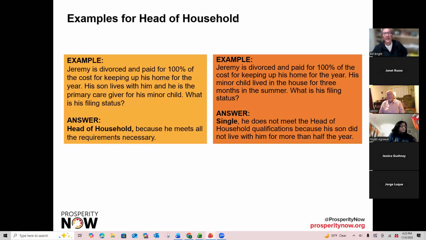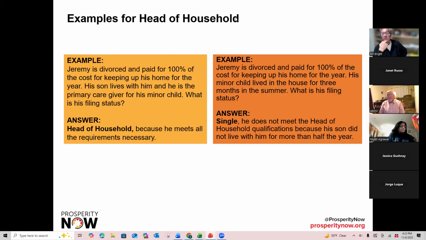So here's an example of head of household. Jeremy is divorced, paid for 100% of the cost of keeping up the home for the year. His son lives with him, and he is the primary caregiver for his minor child. What is his filing status? That's about as clear as you can get for head of household. He meets all the parameters. And again, going back to what we talked about in week one, Jeremy's going to come in. He's going to have his social, and he's also going to have the social of his minor child.